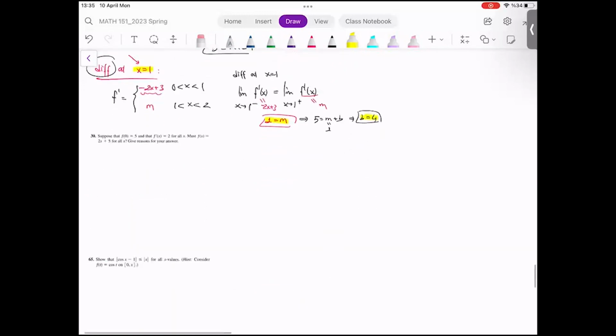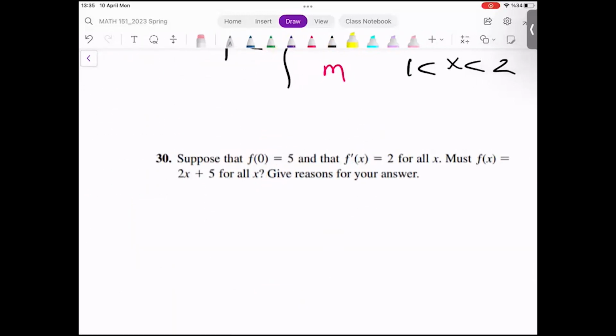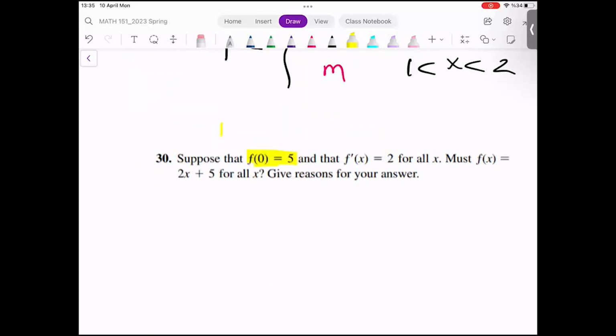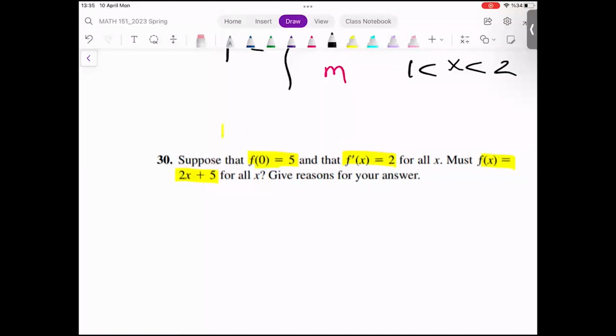Okay, I will solve one more question. This question is about mean value theorem. So, some information is given like f of 0 is 5, and first derivative function is a constant function 2. This is given. The question is, must f of x be 2x plus 1 for all x? Give reasons for your answer.